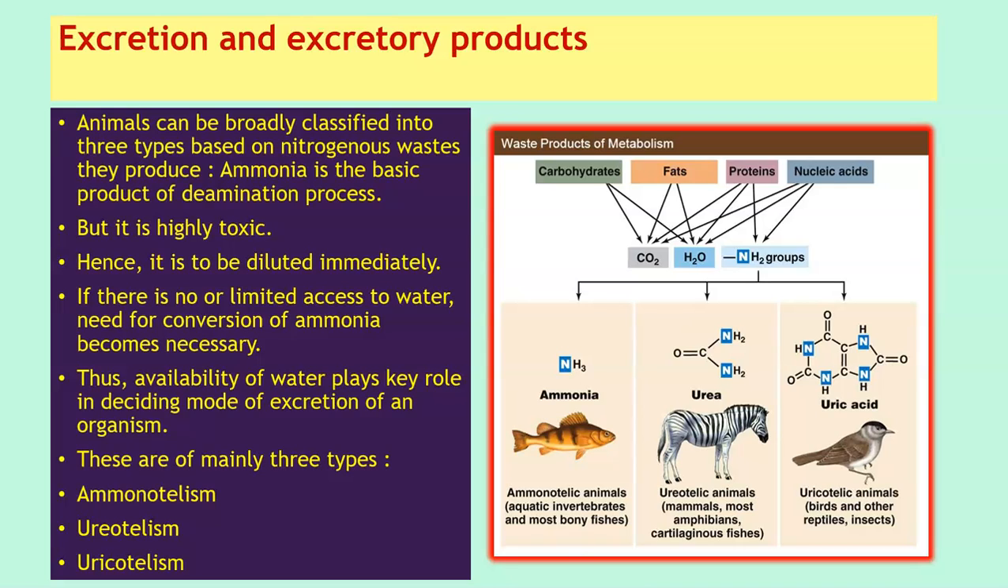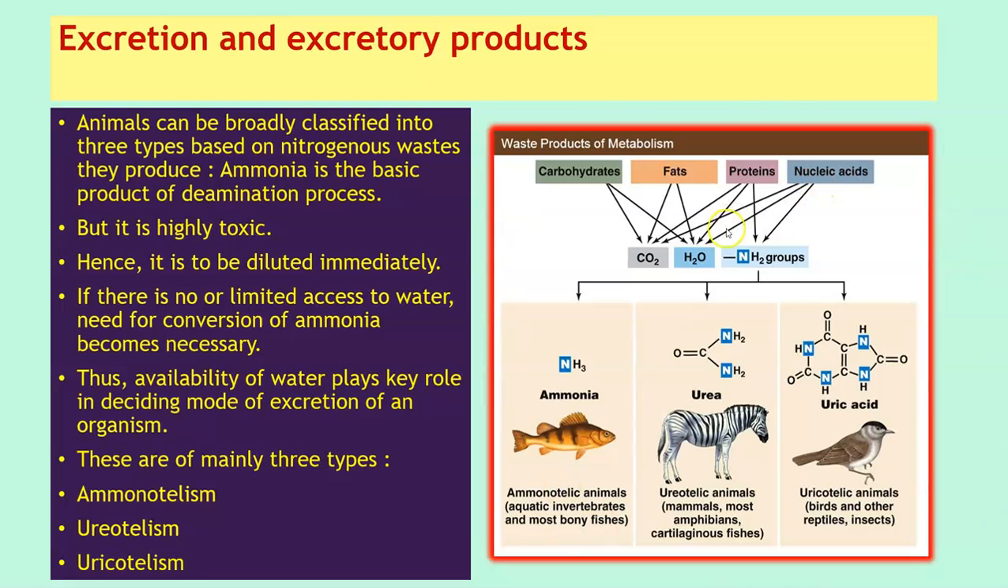Hence, all animals that have plenty of water available for dilution of ammonia excrete nitrogenous waste in the form of ammonia. Such animals are called ammonotelic animals. 1 gram of ammonia needs about 300 to 500 ml of water for elimination. Ammonotelism is found in aquatic invertebrates, bony fishes, aquatic larvae, and amphibians. Animals without an excretory system, for example protozoa, are also ammonotelic. Ammonotelic animals excrete ammonia through the general body surface like skin, gills, and kidney.